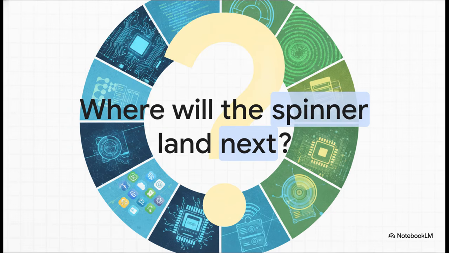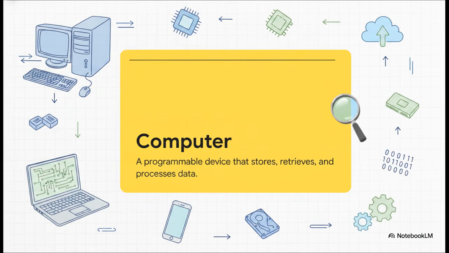To make this a bit more fun, let's give our virtual vocabulary wheel a spin. Imagine this giant wheel rotating with all sorts of tech terms and icons. Motherboards, lines of code, apps, the whole shebang. Let's see where it lands first. Okay, looks like our first word is computer.